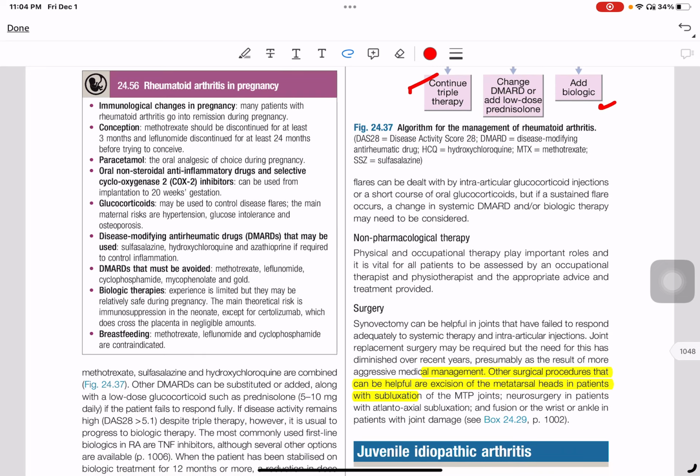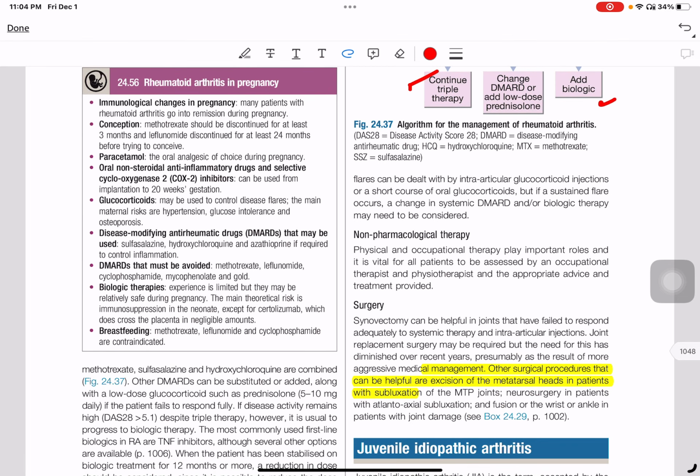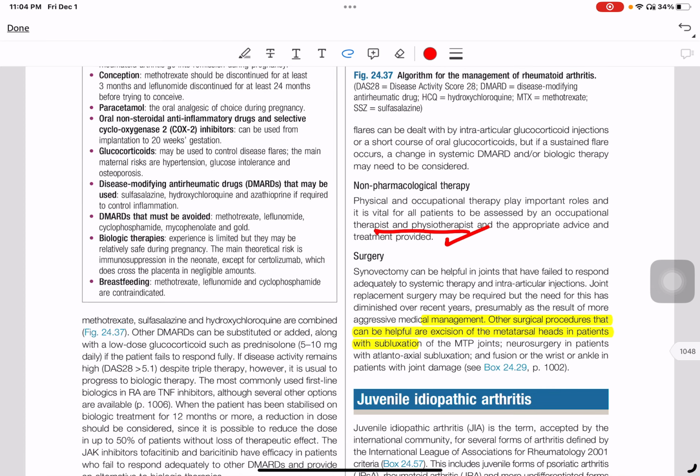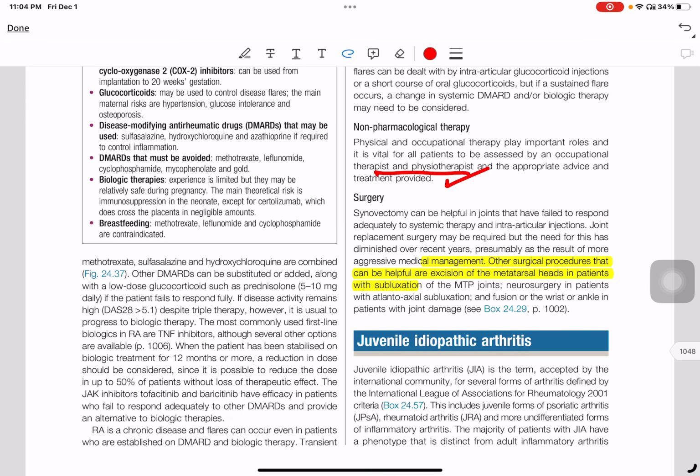So in the non-pharmacological therapy, regular physiotherapy, exercise, and nutrition should be maintained. There may be a requirement of surgery, especially in case of atlantoaxial subluxation, for new onset occipital headache. We have to check whether there is any chance of atlantoaxial subluxation or sudden death. If there is any chance, we have to send the patient to neurosurgery for fixation of that joint. So this is all from Davidson.